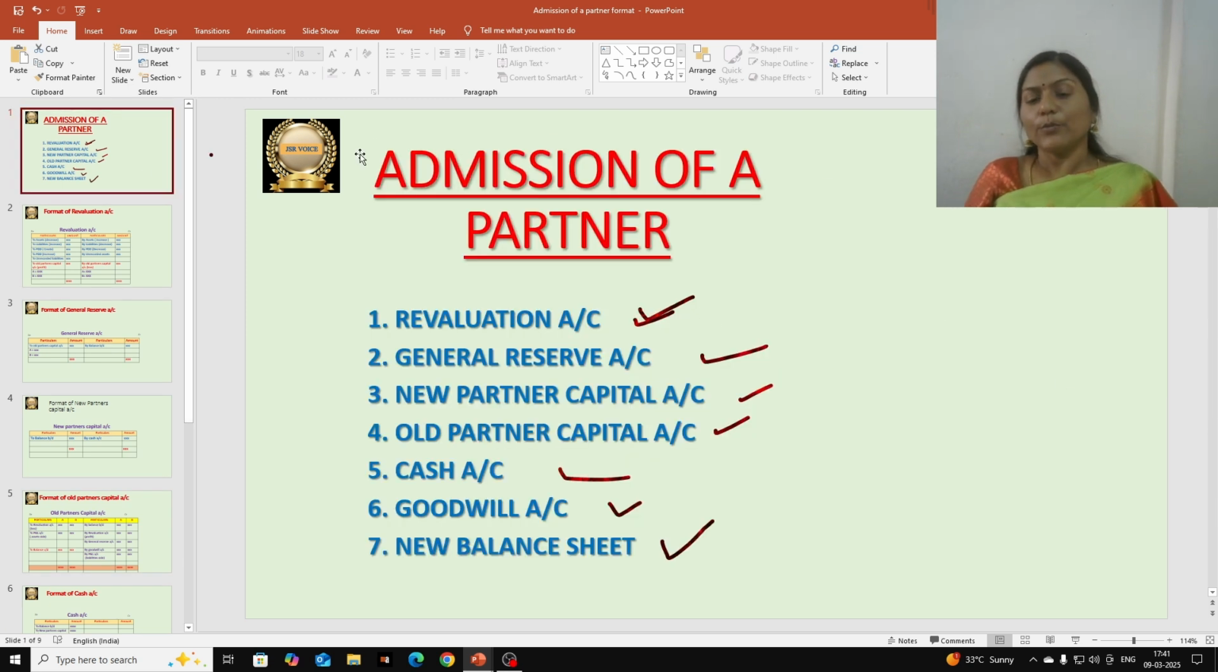Here first we have to prepare in total 7 accounts for admission of a partner. This is a 20 marks problem for second year CEC and MEC students, and it is a 12 marks problem in BCom in one semester, and it is useful for CA students also. They have one chapter, partnership, and here we have to prepare in total 7 accounts: revaluation account, general reserve account, new partner capital account, old partners capital account, cash account, goodwill account, and new balance sheet. So all the first 6 proformas I have given now, and I explained all those.